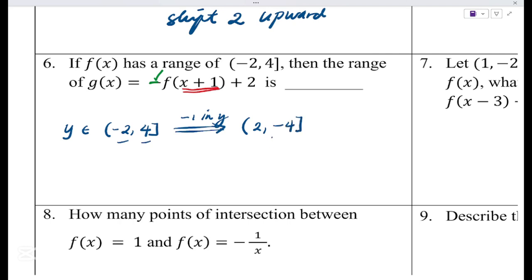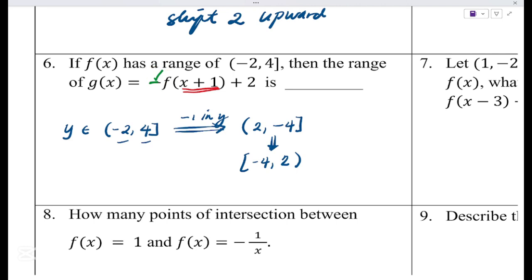But if you look at this, negative 2 multiplying negative 1 will give us 2. And this 4 will give us negative 4. So I will also adopt this close here and then open here. But if you notice, this interval 2 to negative 4 is not the proper way of writing this because negative 4 is smaller than 2. So we can arrange this to negative 4 and then positive 2. That will be the new range after reflection about the x-axis.